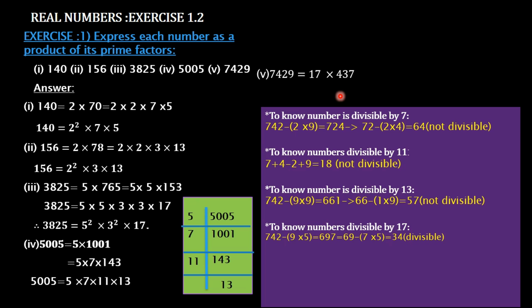Next, since this number is not divisible by primes up to 17, the 437 is not divisible by the primes up to 17. Let us check on the next number.